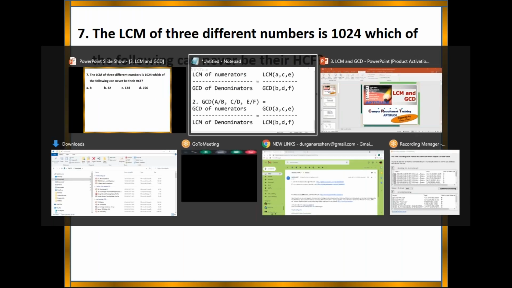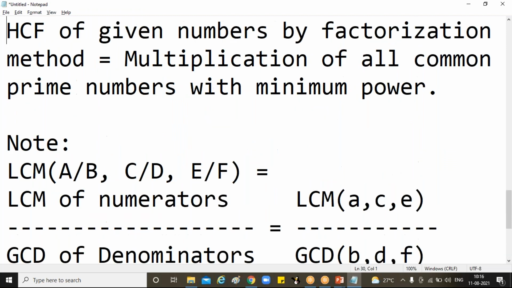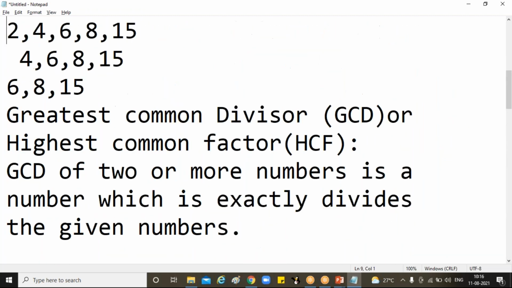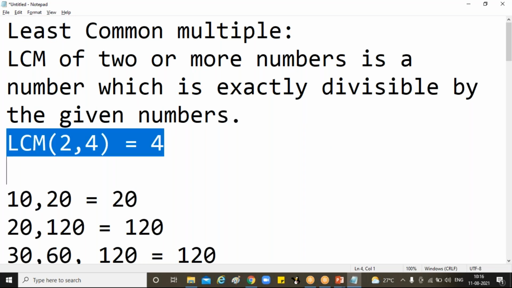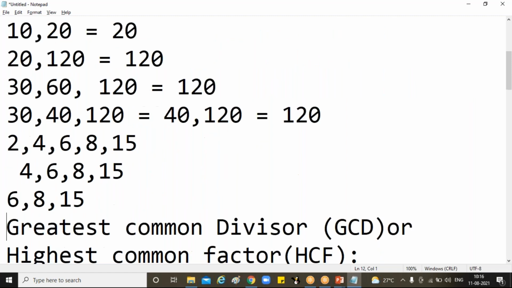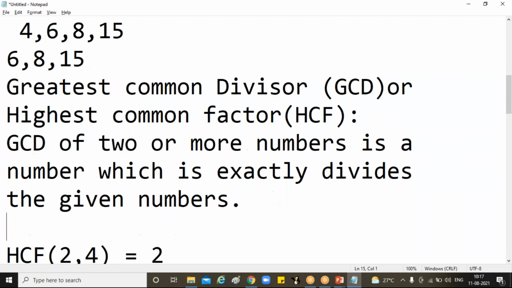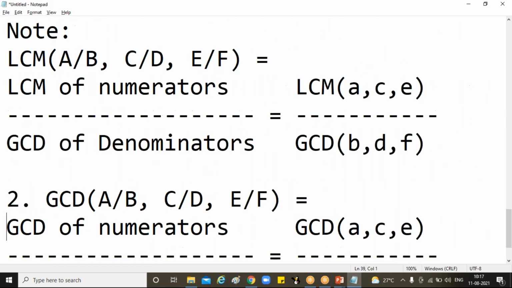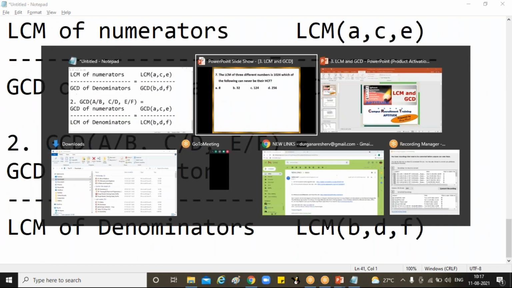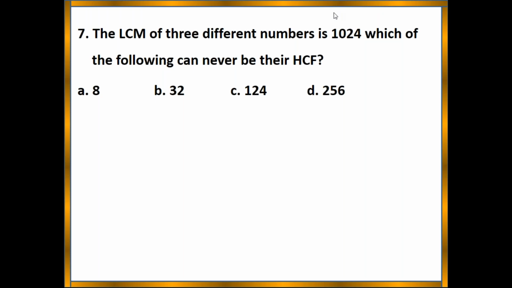What is the LCM of 2, 4? 4. What is the GCD of 2, 4? 2. Okay, so remember an important point here. The LCM for the given set of numbers is 4 and the GCD for the same set of numbers is 2.